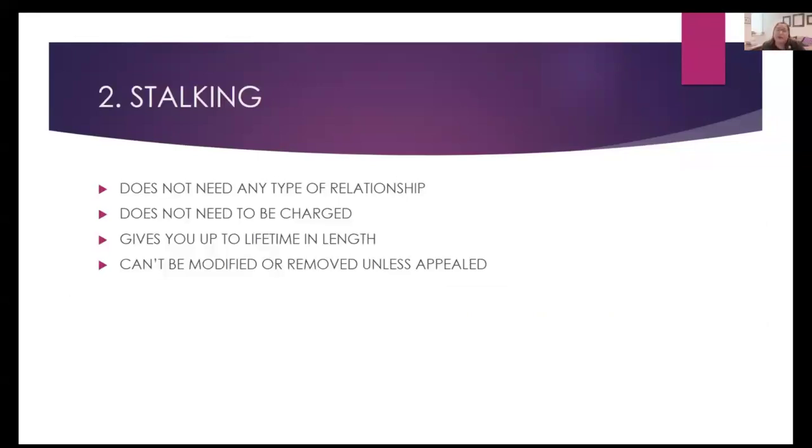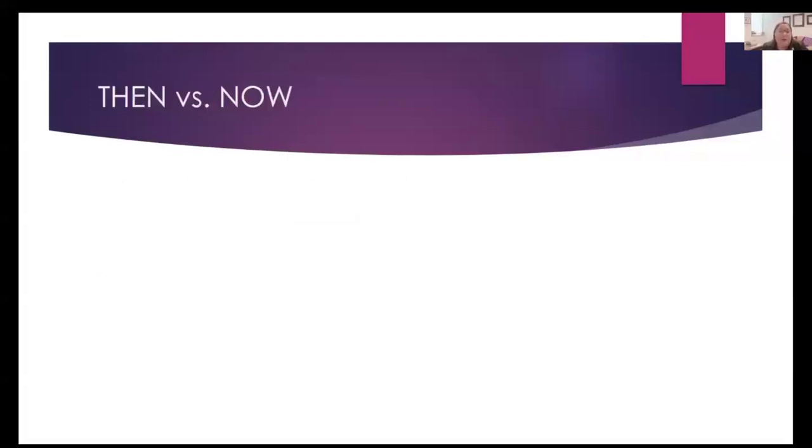And one of those, now I'm going to focus just on stalking, right? Stalking's under Chapter 7B of the Code of Criminal Procedure. So again, it does not require any type of relationship. The person does not have to be charged, and it gives you up to a lifetime in length. And again, it cannot be modified or removed unless, right, there's an appeal process. That's really the only method.